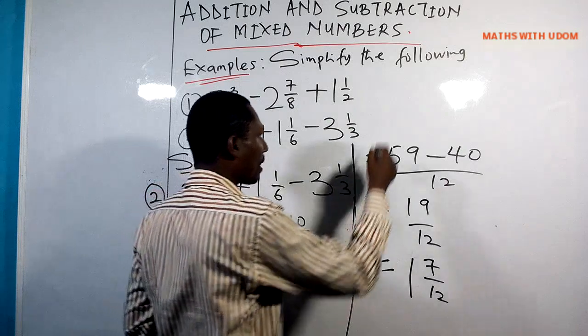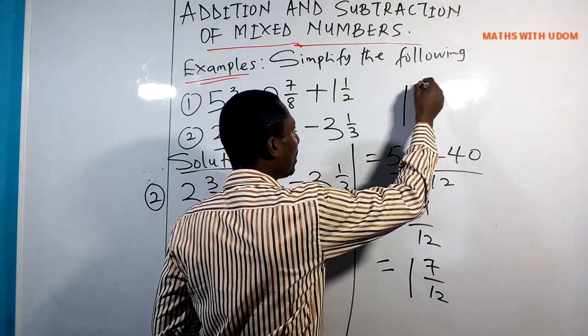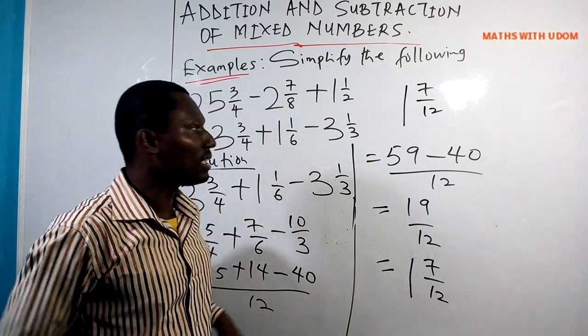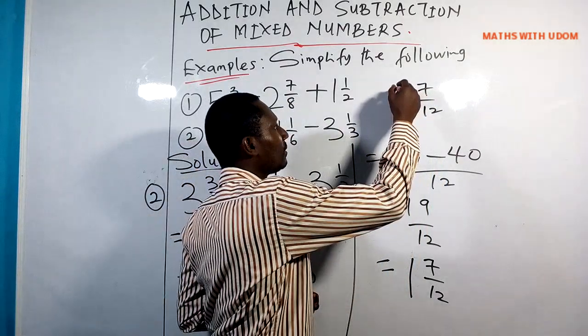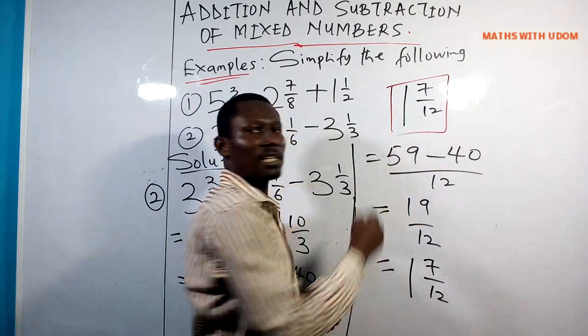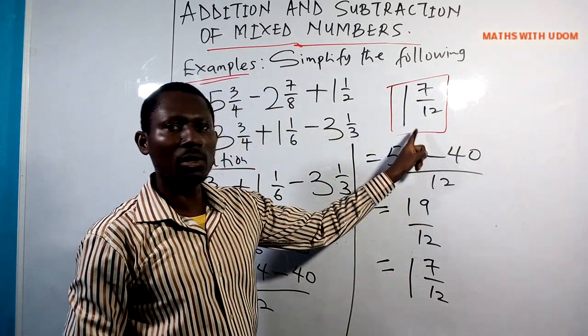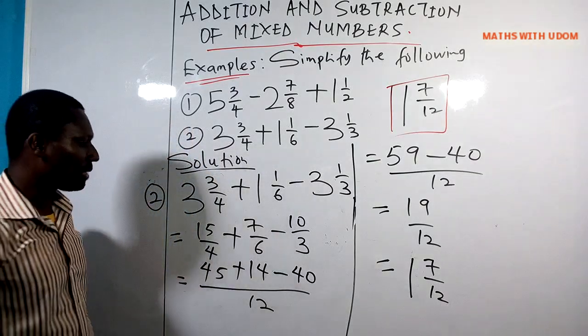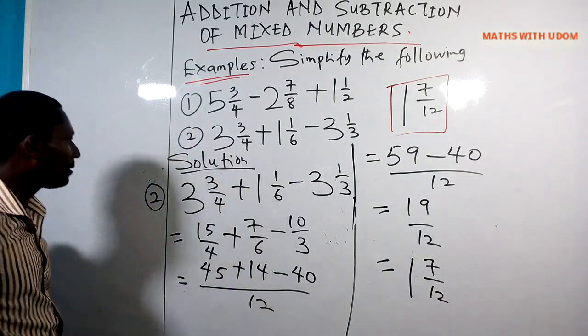So we'll come here and write our answer there. 1 whole number, 7 over 12. Okay? We'll put it in a box, as we'll make reference to that later. Now let's use our second method to solve the same problem. Okay? Method 2.